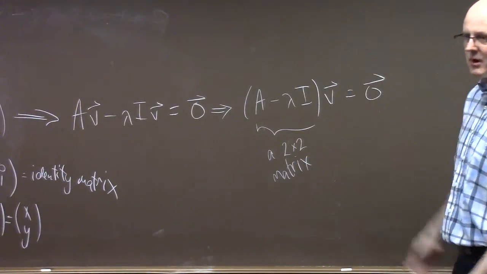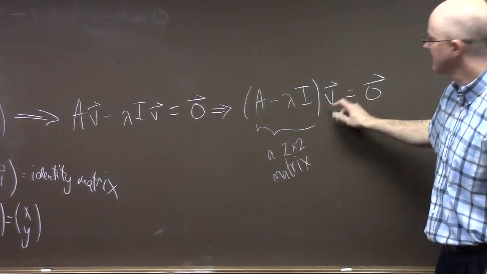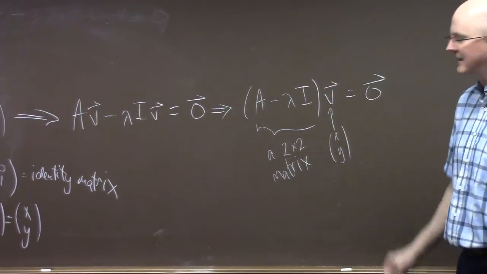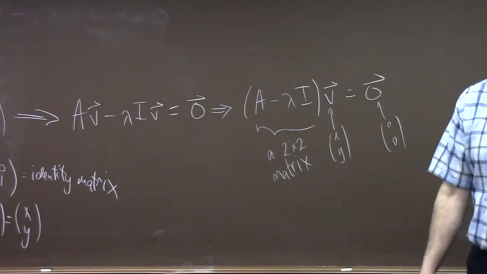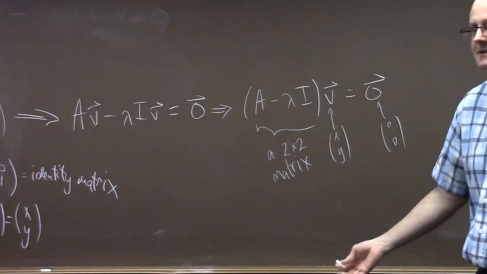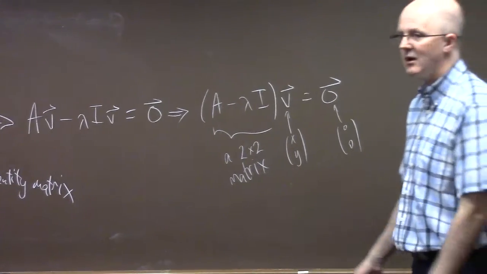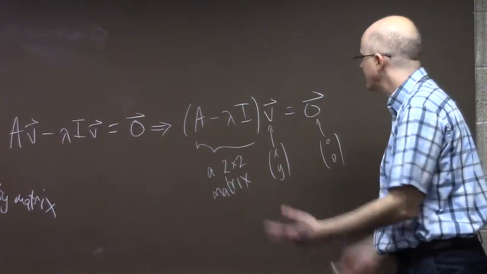This is an algebra equation involving a 2 by 2 matrix and an unknown 2 by 1 vector. This is still xy, if you like. This is 0, 0. In fact, because the right-hand side is the 0 vector, this is called, not surprisingly, a homogeneous equation. It's not a homogeneous differential equation, it's a homogeneous algebra equation, matrix vector equation.